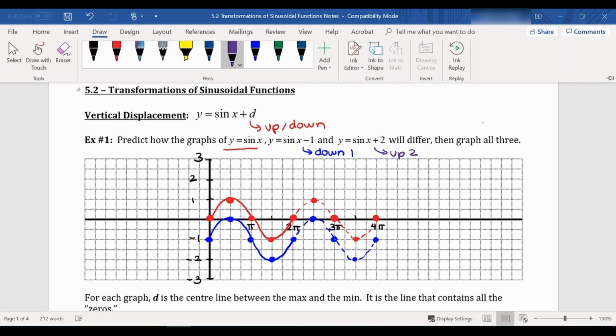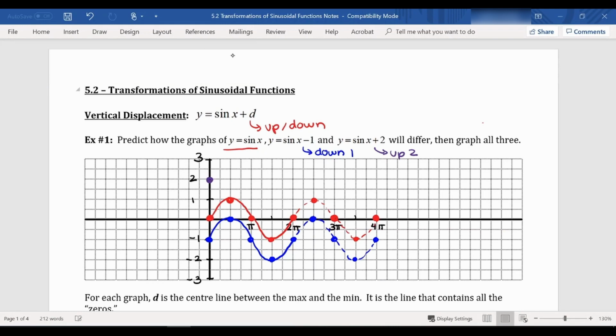For our other graph, we have y equals sine x plus 2. If I go back to my red one, my basic sine graph, I'm going to move all my nice, neat points up by 2. So for us, that's 4 boxes. Anything that was on the x-axis now needs to move up to be at 2.